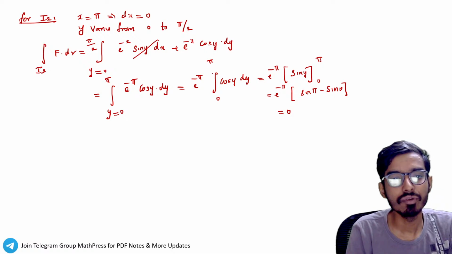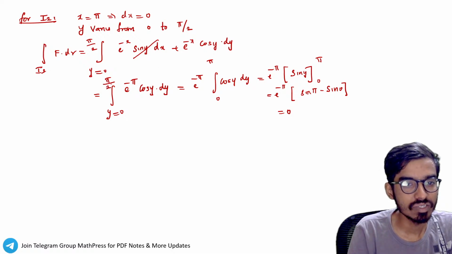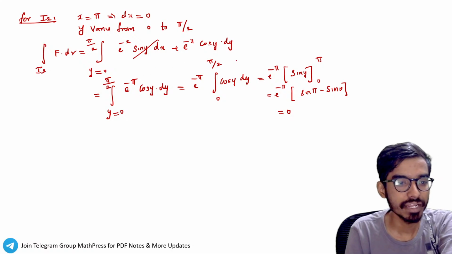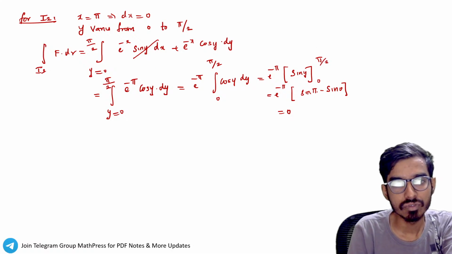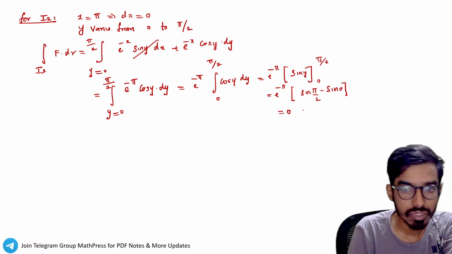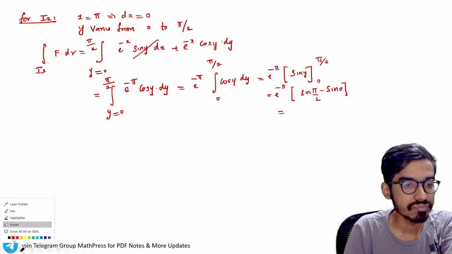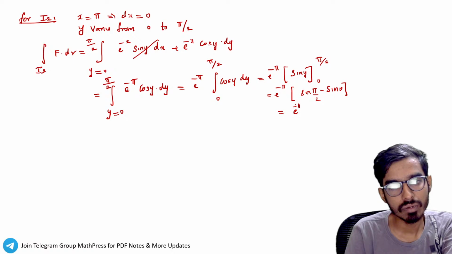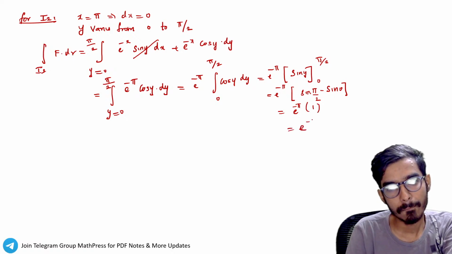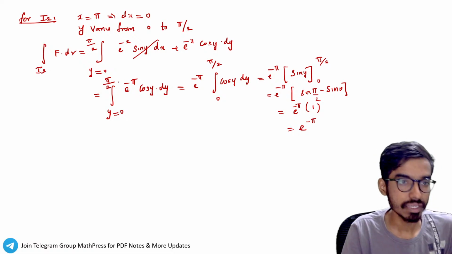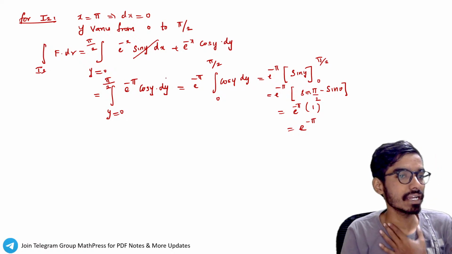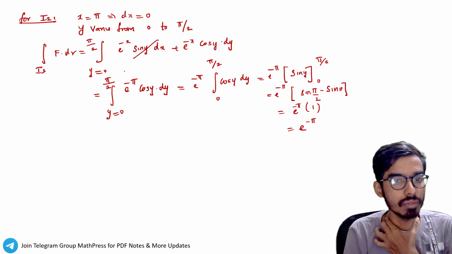Sorry, the limits are 0 to pi by 2, because y varies from 0 to pi by 2. So this will be sin pi by 2 minus sin 0. Sin pi by 2 is 1, so this will be e power minus pi into 1. So e power minus pi is the value of the integral I2.